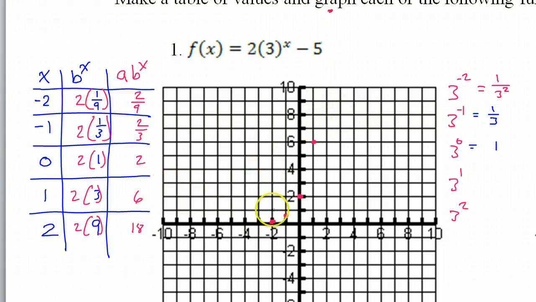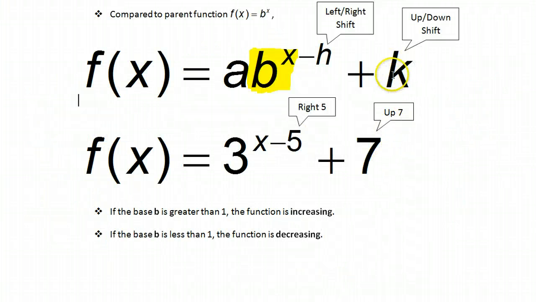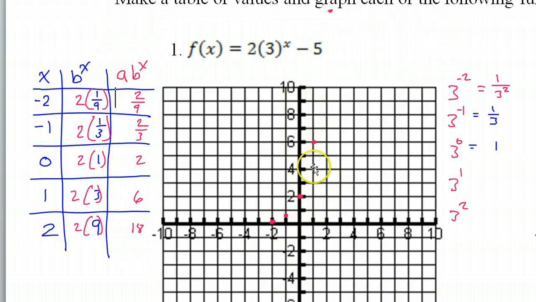Alright, we will not draw the curve at this point, because this is just the skeleton. We haven't done the minus 5 yet. Now, the minus 5 comes in right now. This k value, where the minus 5 is an up or down shift. If it's positive, it will be up. If it's negative, it will be down. So this minus 5 represents a down shift of 5 units. So what we will do is we will move these points down 5, and then that will be the real graph.